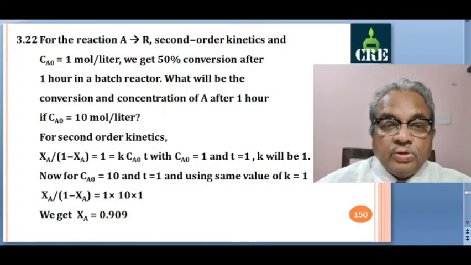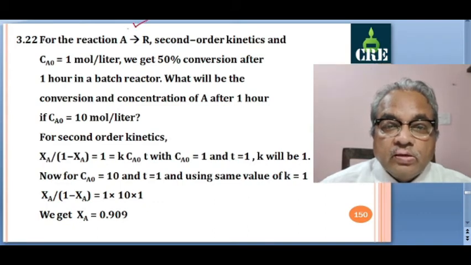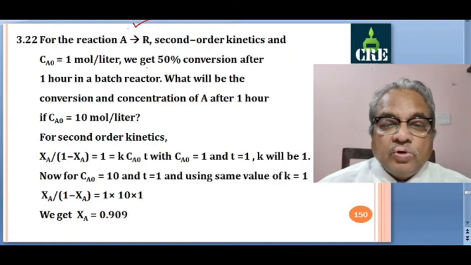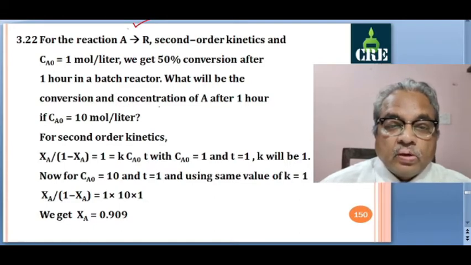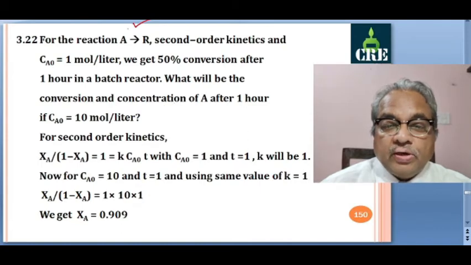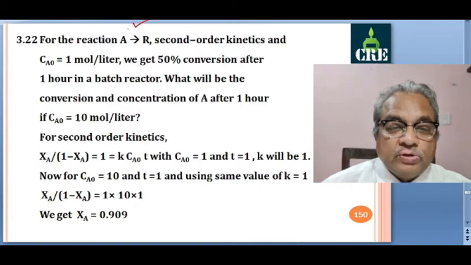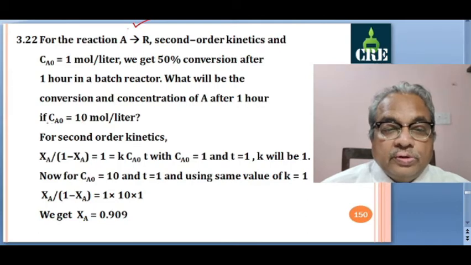Next, problem number 3.22. Now here for a reaction A gives R, second order kinetics is mentioned. Ca0 is equal to 1 mole per liter. We get 50% conversion after 1 hour in a batch reactor. What will be the conversion and concentration of A after 1 hour if Ca0 is equal to 10 moles per liter? So kinetics is given as second order.